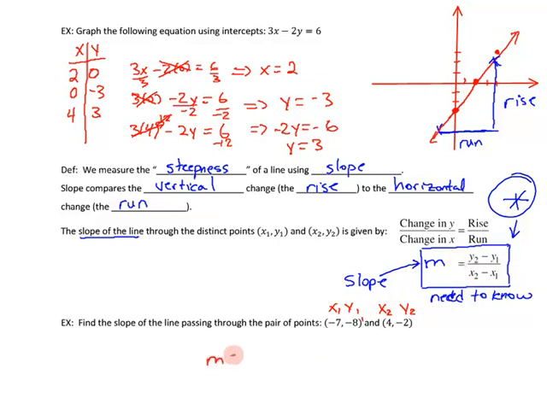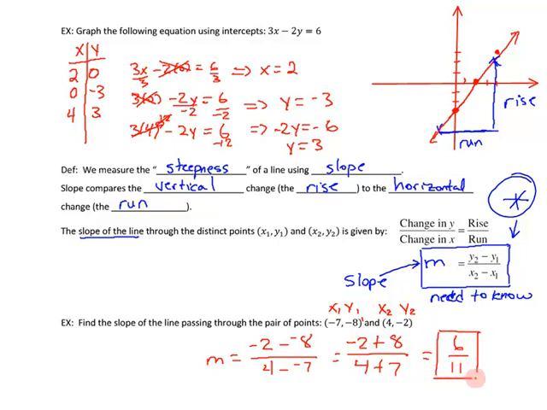So m will be equal to y2 minus y1, so -2 minus a -8, divided by x2 minus x1, 4 minus a -7. Now minus a minus makes plus in both cases, so that's 2 plus 8 over 4 plus 7. That gives me 6 over 11. This number, 6/11, represents the slope of a line that passes through those 2 points.